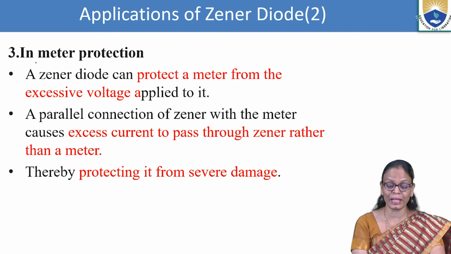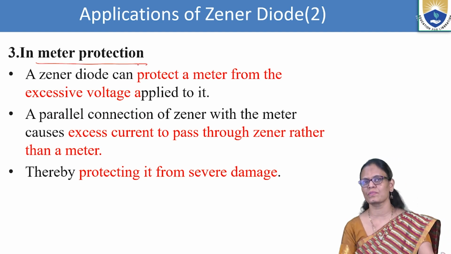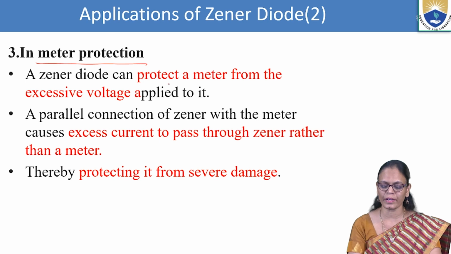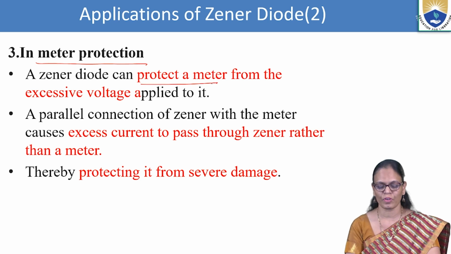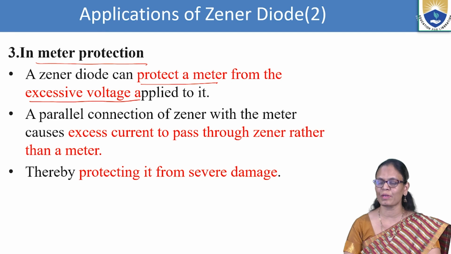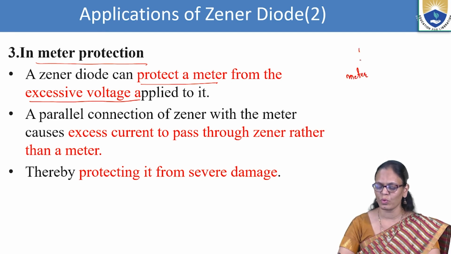And the next one is meter protection. Wherever we are using meters, it may be a current meter, an ammeter or a voltmeter or any type of measuring instrument, a Zener diode can protect a meter from excessive voltage applied to it. So what we do here is a parallel connection with the Zener. You have a meter which is to be protected and this is the meter to which we are supplying the input. The input is given.